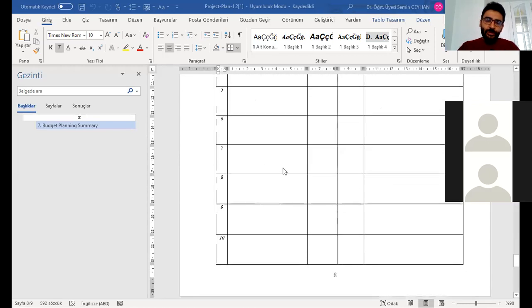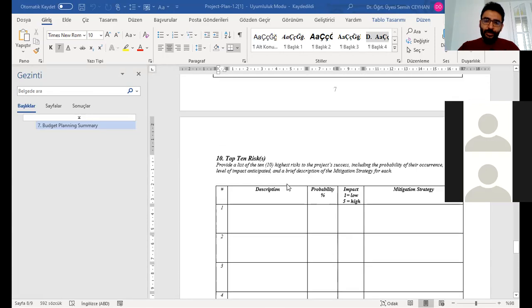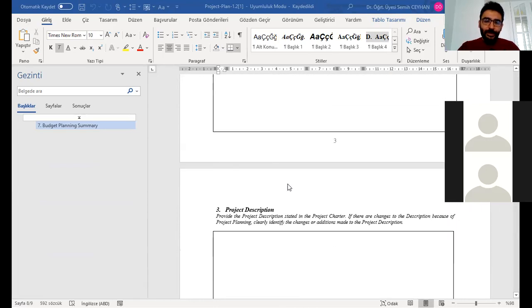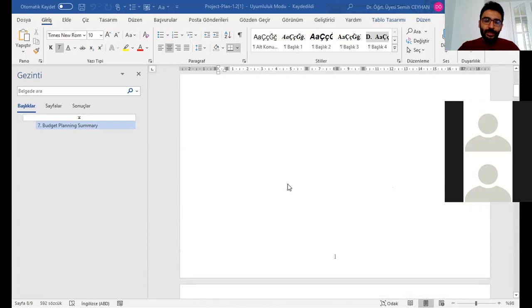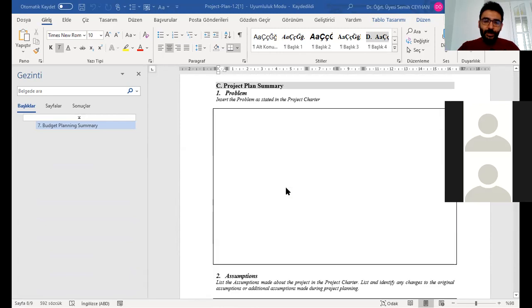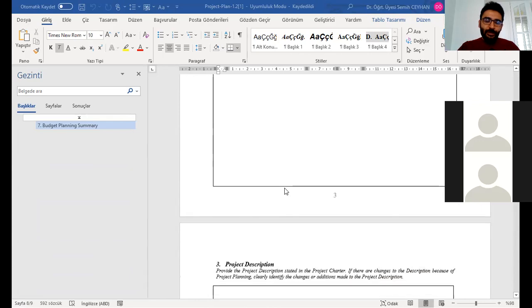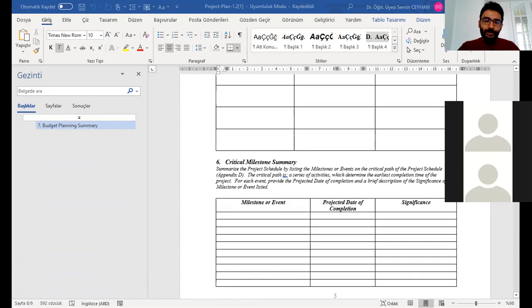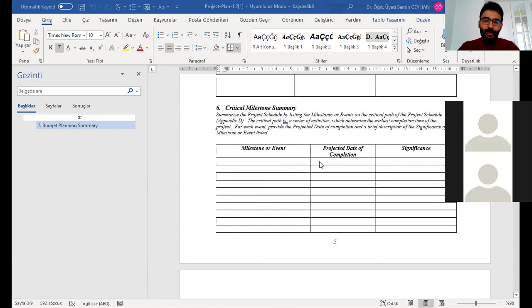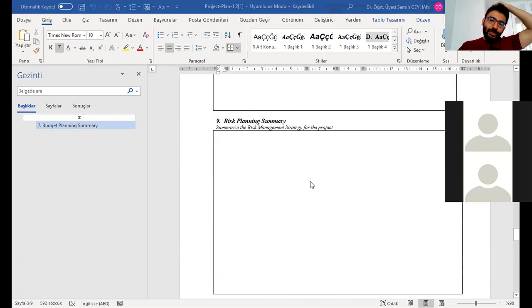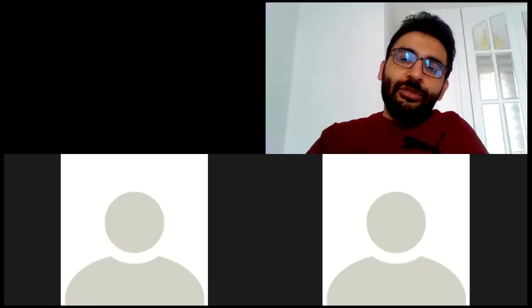So you will prepare this in your project plans. By the way, please try to develop some project idea. Any idea that you can mention here, because you will need to write this report for me. So here you see the general information part, and then problem assumptions of the project, project description, project scope, project plan summary, objectives, goals. Critical milestones, we will see about this in the next lecture, and then the financial summary of that project. These are the issues that I wanted to talk to you about today.